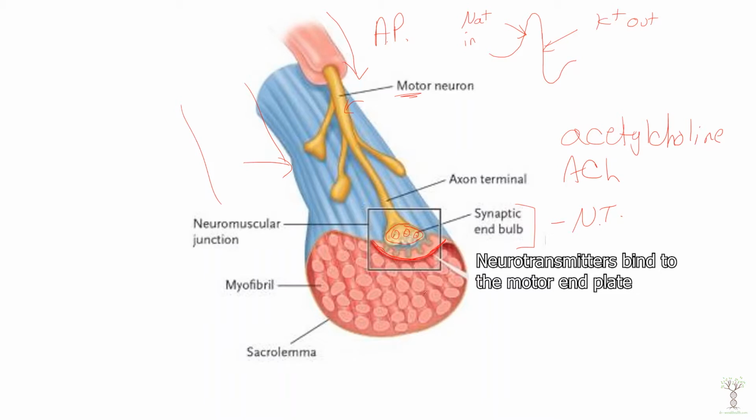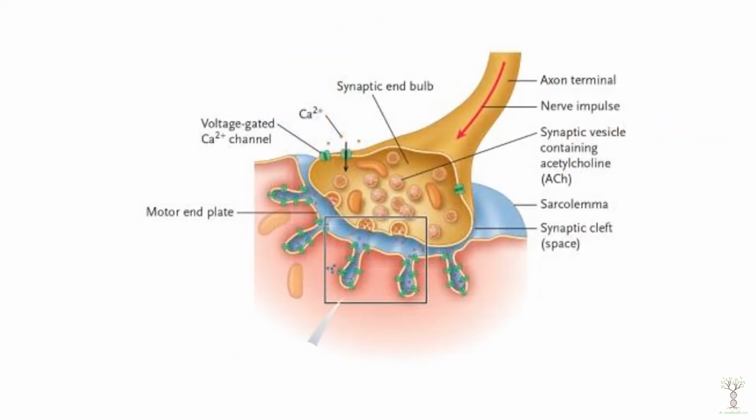So let's zoom in a little bit more. Now we are just focusing on one synaptic end bulb. This is the axon terminal where the action potential is moving along. That means sodium ions are moving in and changing the charge inside this axon to be positive. When the positive charge reaches calcium channels, these calcium channels are going to open. This is different calcium from the sarcoplasmic reticulum that I talked about a second ago. So calcium is going to move into the cell when there is an action potential in the motor neuron.